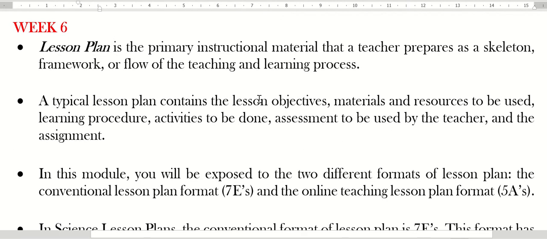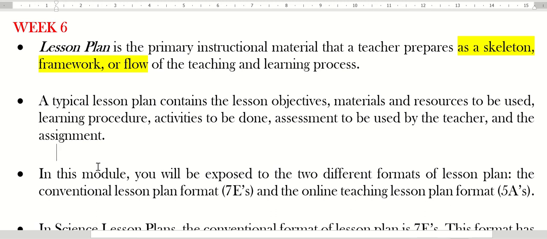So lesson plan is the primary instructional material that a teacher prepares as a skeleton, a framework, or a flow of the teaching and learning process, meaning it serves as the guide of a teacher during the teaching and learning process. Number 2, a typical lesson plan contains the lesson objectives, materials and resources to be used, learning procedure, activities to be done, assessment to be used by the teacher, and assignment.